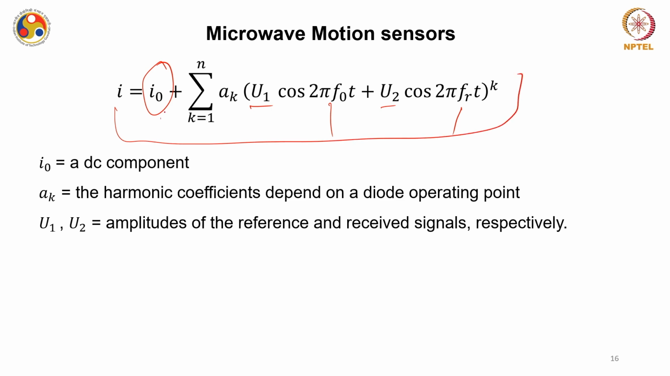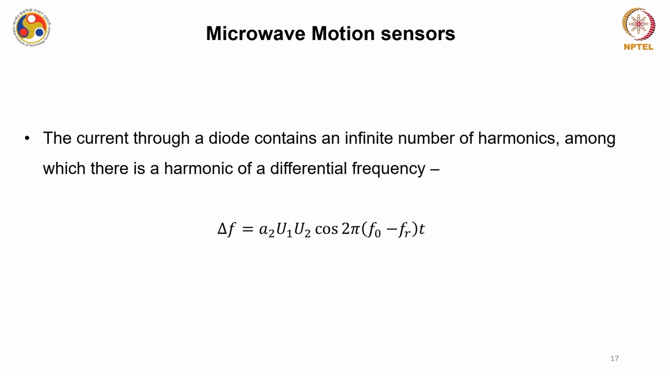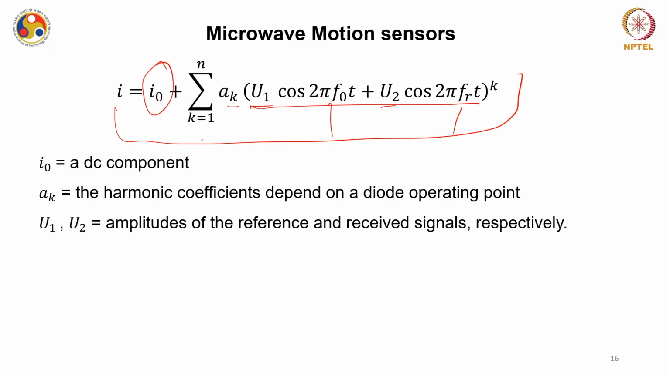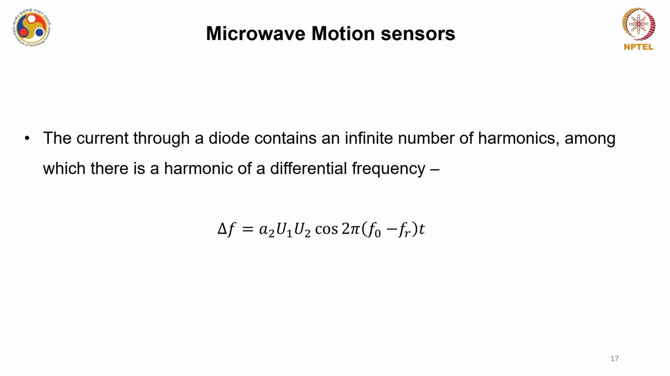I is equal to I naught plus the summation of k equal to 1 to n, then AK, which is the harmonic coefficient that depends on the diode's operating point, and this term power k. Now, the current through the diode contains an infinite number of harmonics if you solve this equation, among which there is a harmonic of a differential frequency which is of our interest. So this delta f is given as A2, this is coming from this AK.